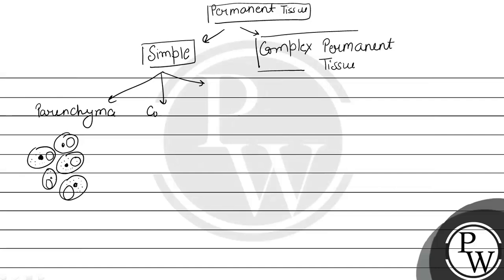Whereas अगर मैं कोलेनकाइमा की बात करूं, कोलेनकाइमा की जो सेल्स होती हैं, these are not oval in shape, these are not circular in shape. लिविंग होगी, यहाँ पे जो सेल्स होंगी, यहाँ पे भी आपकी जो सेल्स होंगी, these will be living. This is the main important point of differentiation in all the three types of your tissue. And third one is your sclerenchyma.